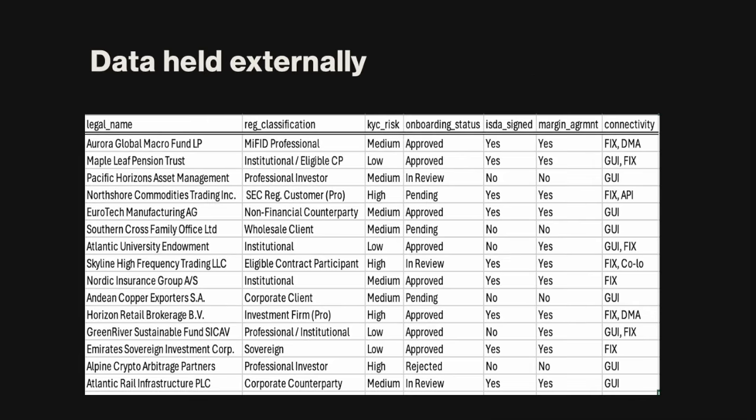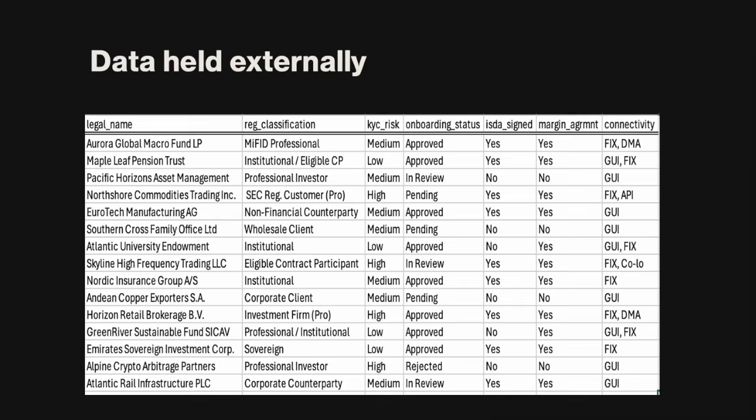The fix is simple and powerful. Make a client master file that will be the single source of truth by adding 6 system fields: regulatory classification, KYC risk, onboarding status, ISDA signed, margin agreement, and connectivity. These fields let the platform enforce rules automatically. Only approved clients can trade. Derivatives require ISDA plus margin. Orders are only allowed over approved connectivity: GUI, FIX, DMA, API, and COLO.